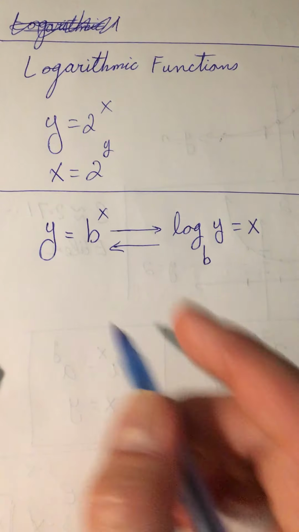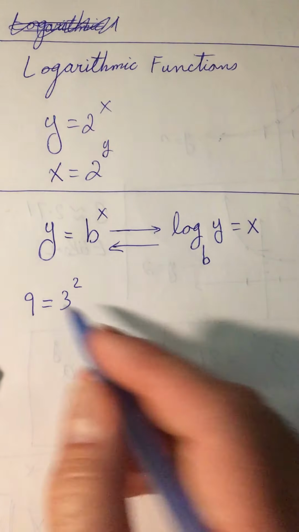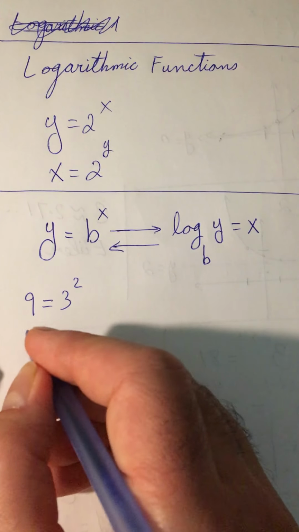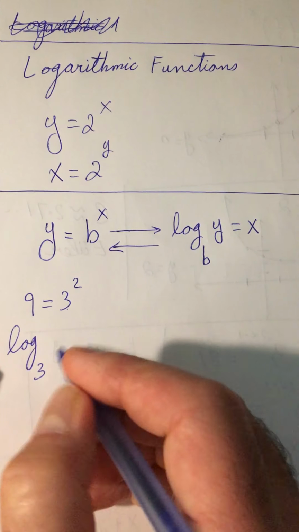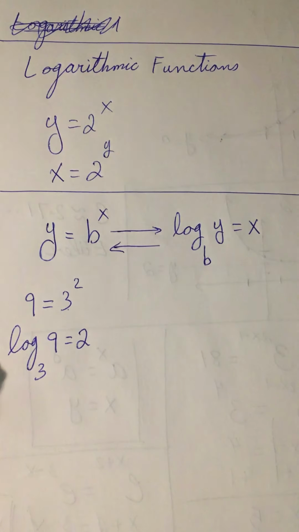Let me give you a couple of examples. Let's say I have 9 equals 3 squared. That's an exponential function, right? I want to write it in logarithmic form. So I'm going to write log, what's the base? Base is 3, of 9 equals 2.